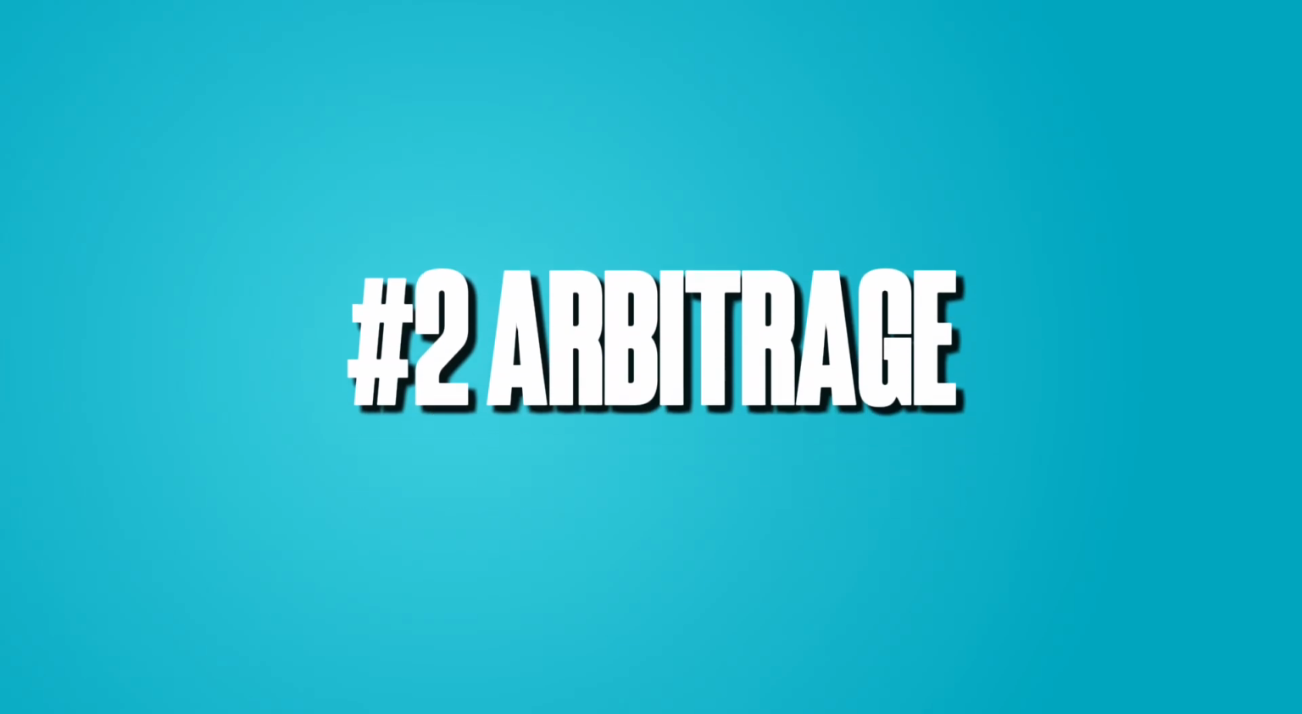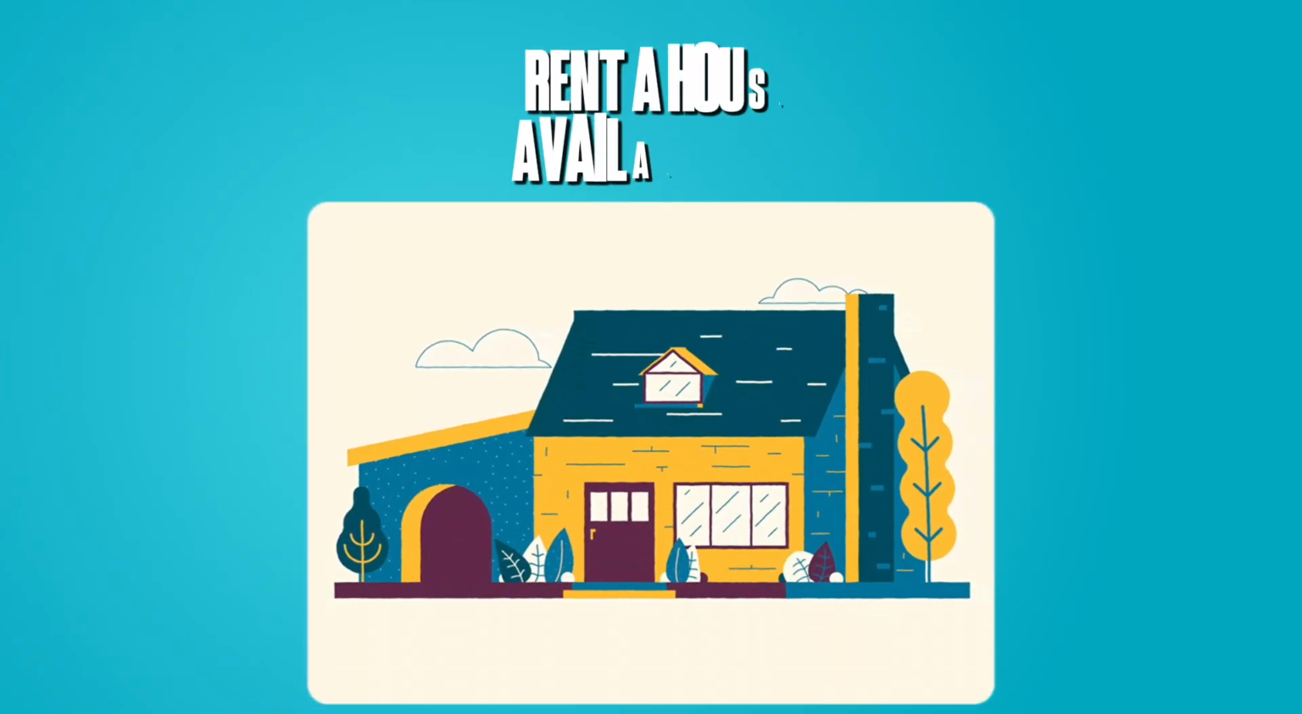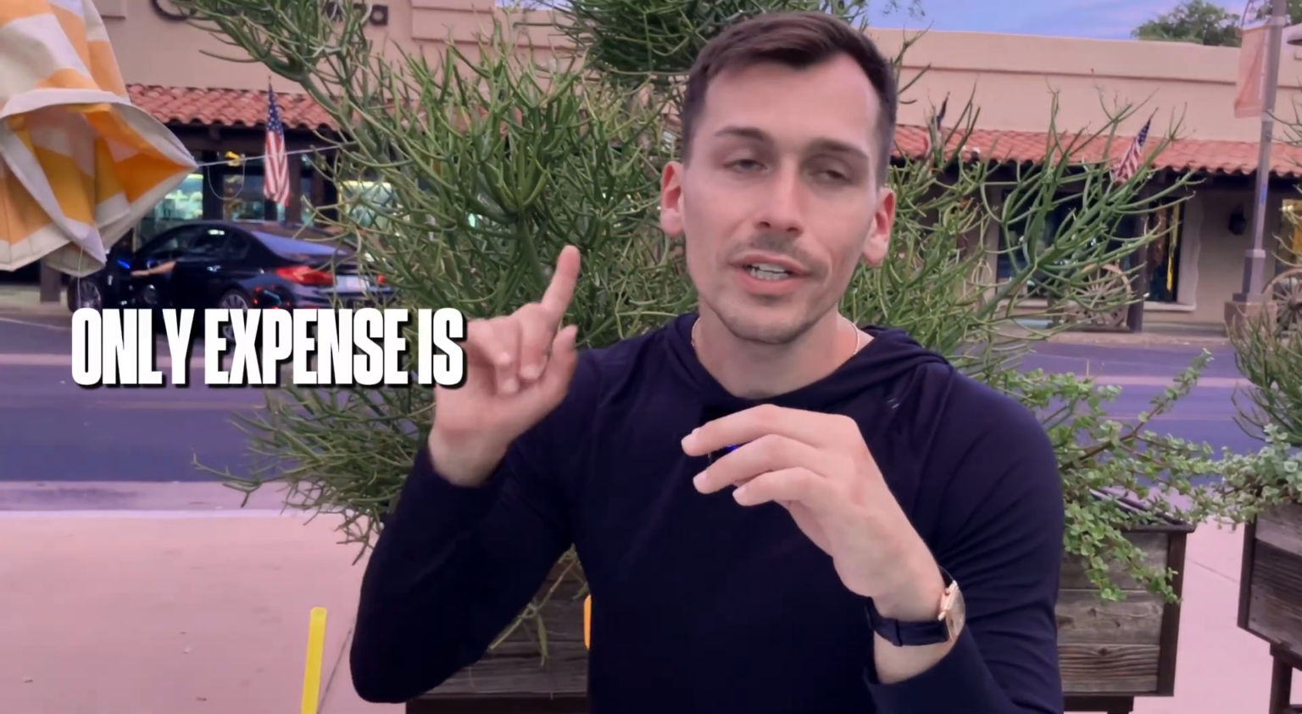Now, the second method is arbitrage. This is a simple concept where you rent a house available for rent. Then you furnish it and then you list it on Airbnb and you just profit the difference each month over rent and expenses. Now, your only expense is furniture, which can actually just be financed. Like you don't have to pay out of pocket for that as well.